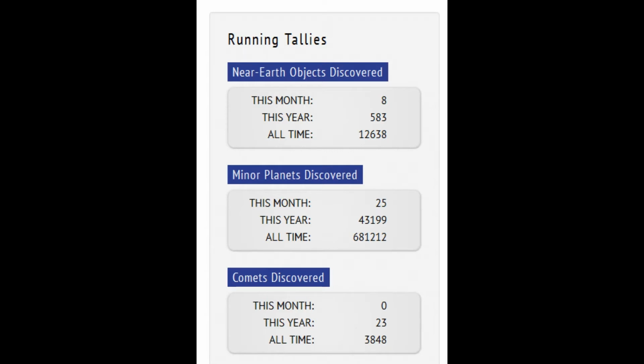And is this sort of a running tally of some of these? This is today's tally, as of a few minutes before this program. So there's about 681,000 asteroids, labeled as minor planets on this chart. They're called minor planets. Yeah. And in 1980 we only knew of 9,000 of these things. So the discovery rate of these has exploded over the last several years.